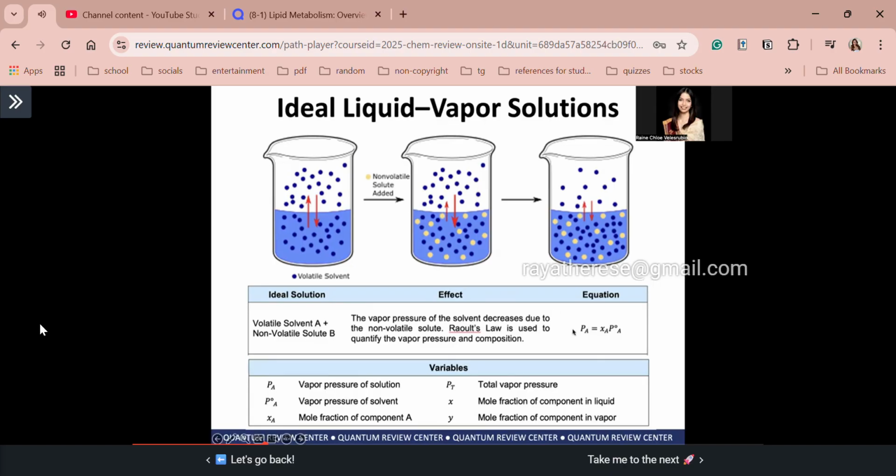Okay? So this is quantified by the equation based on Raoult's law. PA is equal to XA times P naught A, where PA is the vapor pressure of the solution, which is lowered. That is equal to the mole fraction of the component A times the vapor pressure of the pure solvent.